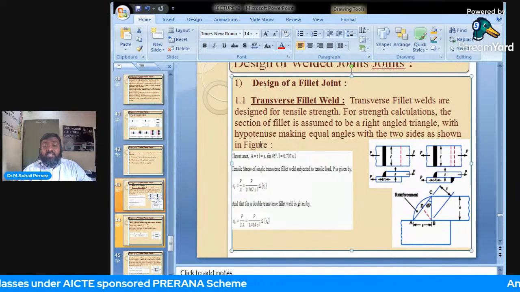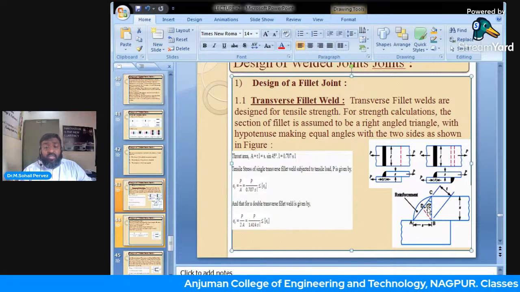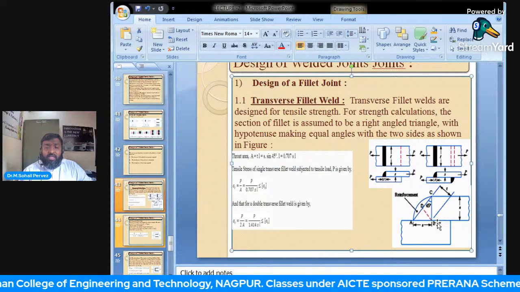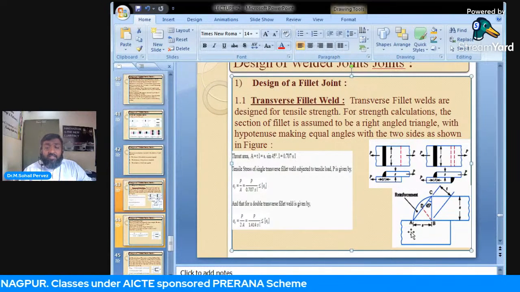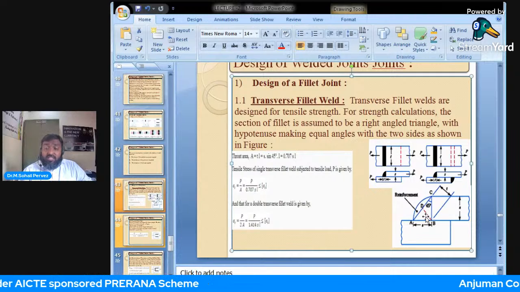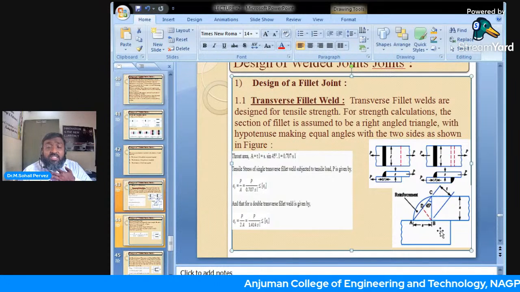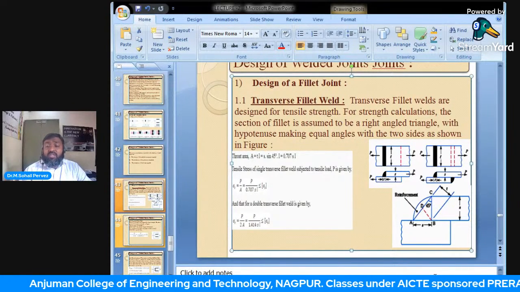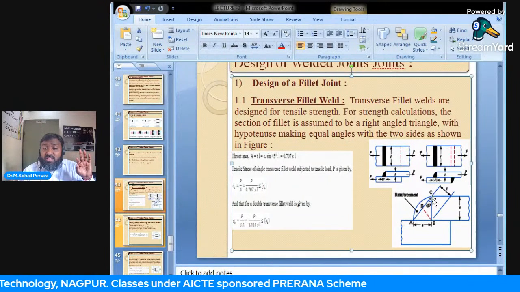For strength calculation, the section of the fillet is assumed to be a right angle triangle with the hypotenuse making equal angles with the two sides as shown in the figure. So here it is 45, again here 45. Drop a perpendicular from B to D at AC. Try to understand this fact. So this BD is the weakest section, known as the throat. This BD is known as the throat section of this weld. So this BD is the weakest portion in this welded joint.